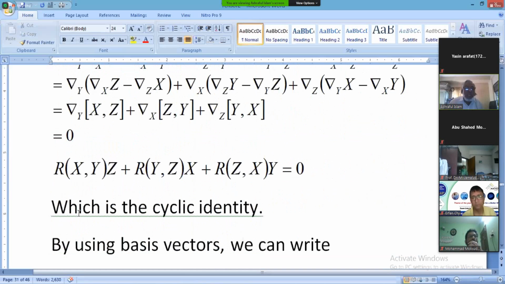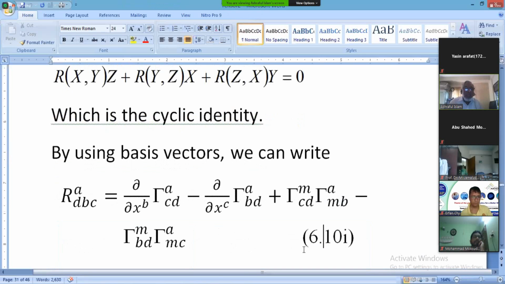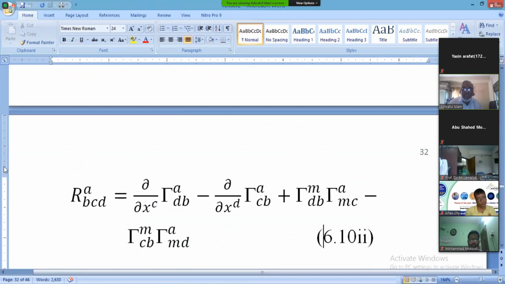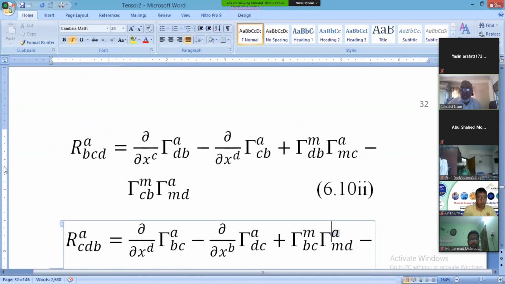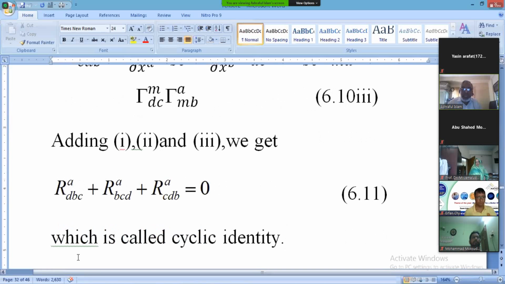If we take x, y, z as the basis vectors, then we can express it in this way. Now taking it cyclically, DBC, we will get three expressions: 6.1, 6.2, and 6.3. Adding these, the right-hand side will become 0. Hence, we will get the cyclic identity like this one.